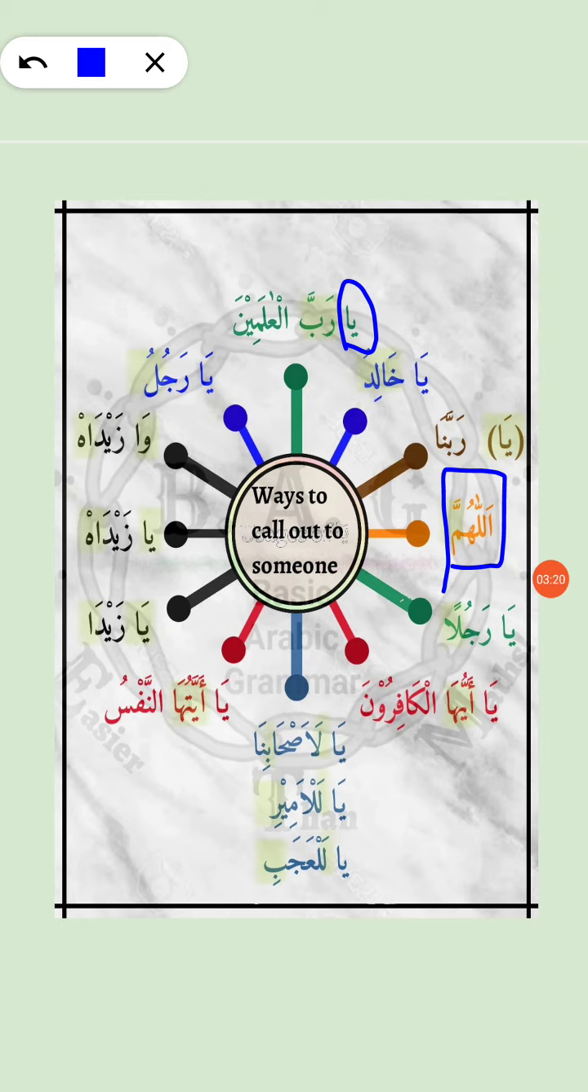Okay, now as you can see, there are 12 ways to call out to someone. Out of these 12, the 11 ways are related to ya. All right, and the 12th one is this individual, this separate one. Okay, and that's what we're going to study. First, we're going to study the entire thing with elaboration, and then we're going to return to this review chart to revise, to put all the concepts together, inshallah.